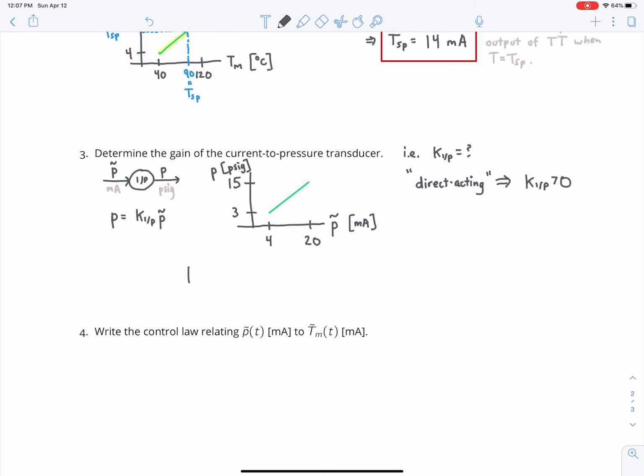So we can compute KIP, which is just a slope here, as change in y over change in x. So it's 15 minus 3 psi over 20 minus 4 milliamps. And what we'll get, and we'll see this value a lot, is 0.75 psi per milliamp, all right? And that's KIP, so we'll put a box around that. Good. And so I'll make a note, this is the industry standard KIP.